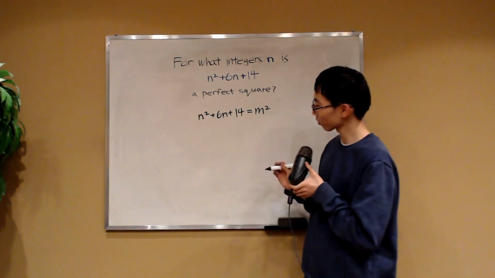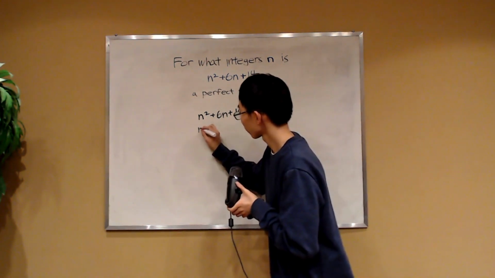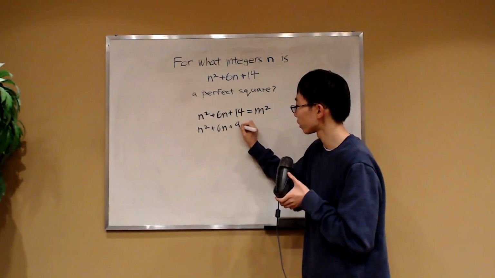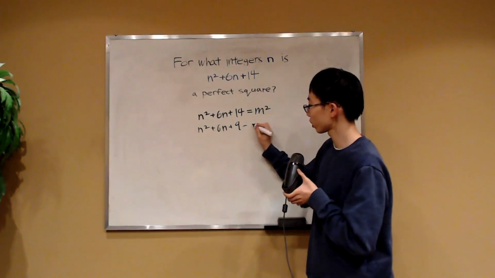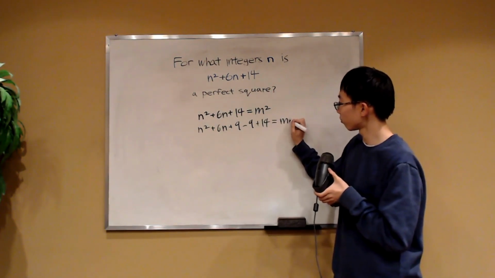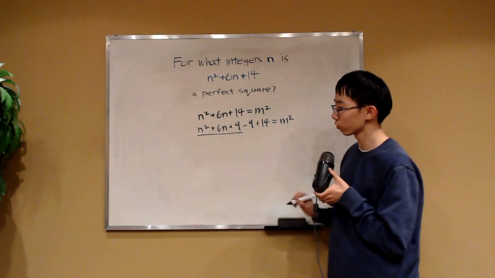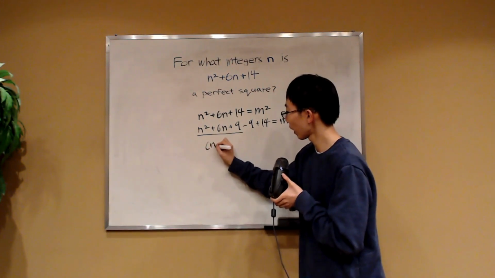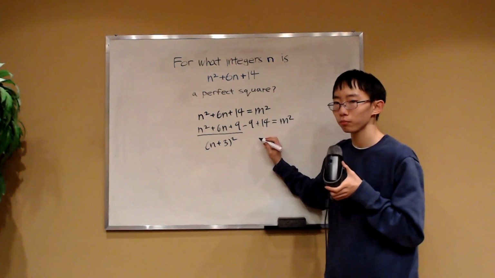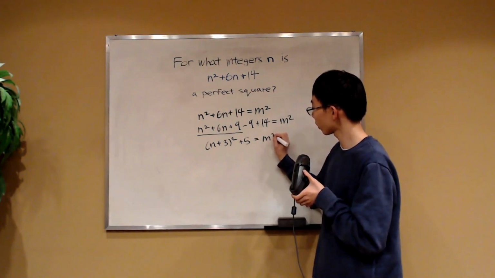So to complete the square, we just take half of 6 and then square it. So we have n squared plus 6n, half of 6 is 3, squared, that's 9. Now you cannot just add 9 for free, so subtract that back and then add this 14 here. And this is still equal to m squared. Now observe that this part is a perfect square. We've completed the square. So this is n plus 3 all squared, and then negative 9 plus 14 would be 5. So plus 5 is equal to m squared.